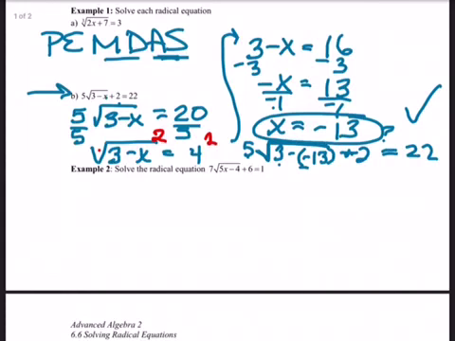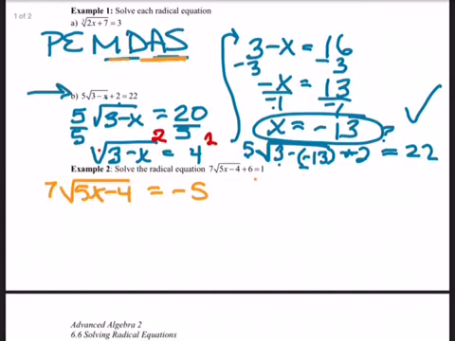Let's look at one that has no solution. All right, so again, I'm going to isolate my square root by undoing addition and subtraction first. So I'm going to subtract the 6. So that gives me 7 times the square root of 5x minus 4. If I subtract 6 from both sides, that's going to give me -5 on this side.